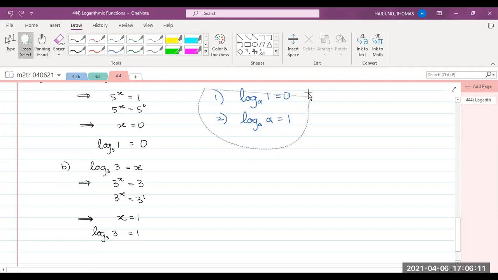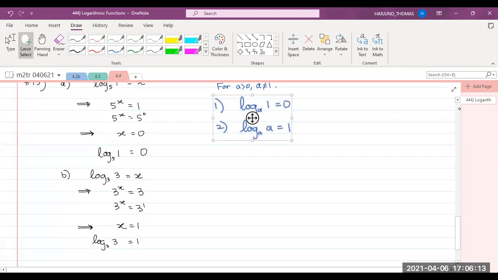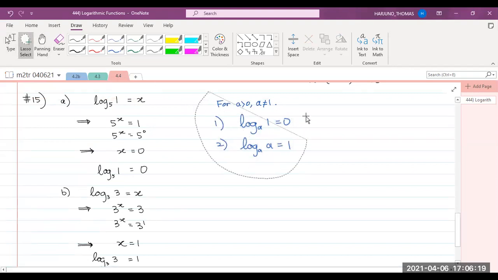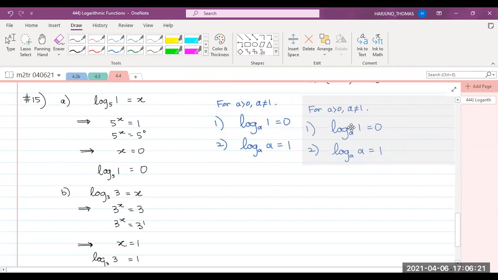That's for part B. Let me move this down. Oops. Move it to the right-hand side here.